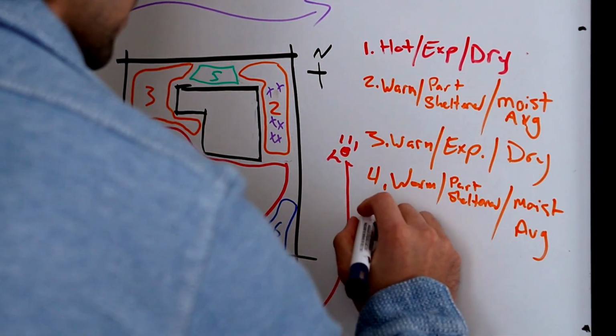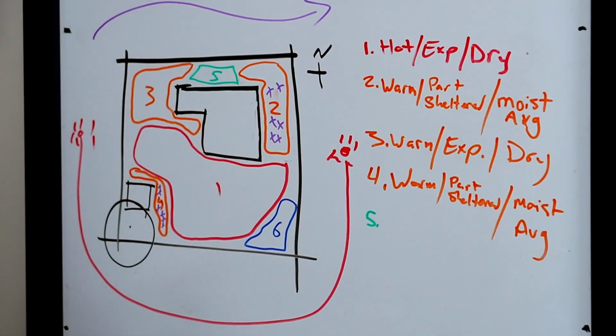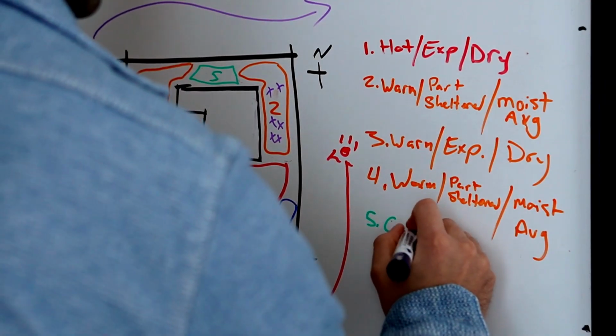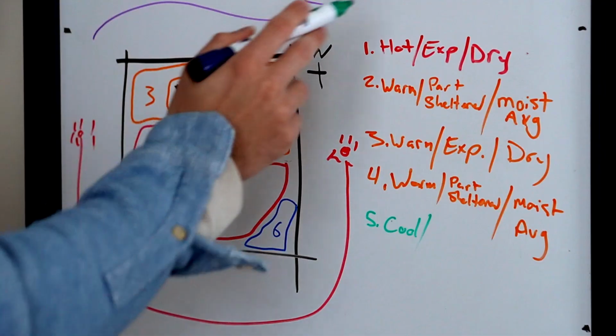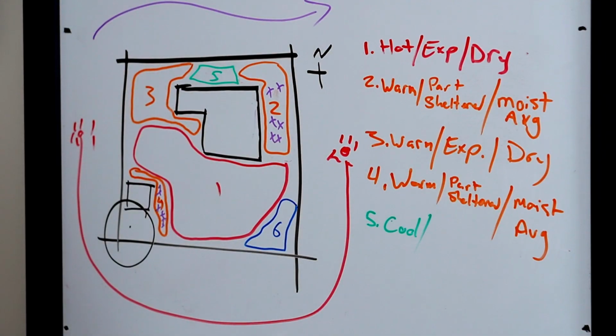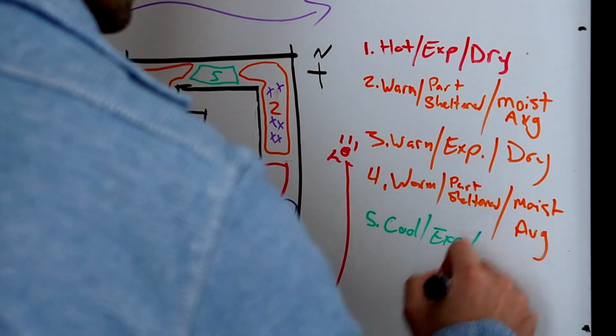Zone 5, up here on the north side of the home, hot or cool? Well, it gets almost no sun. So we're gonna call that cool. It's as cool as it gets on this site. Is it exposed or sheltered? Nothing's in the way. It's definitely getting plenty of wind, plenty of airflow, so we are exposed.